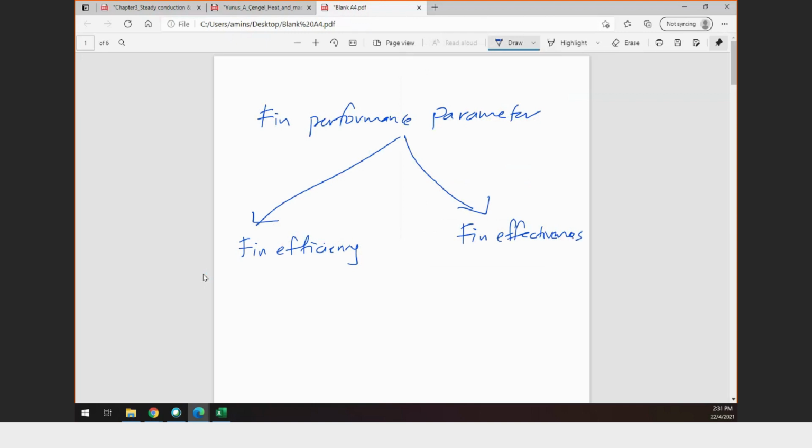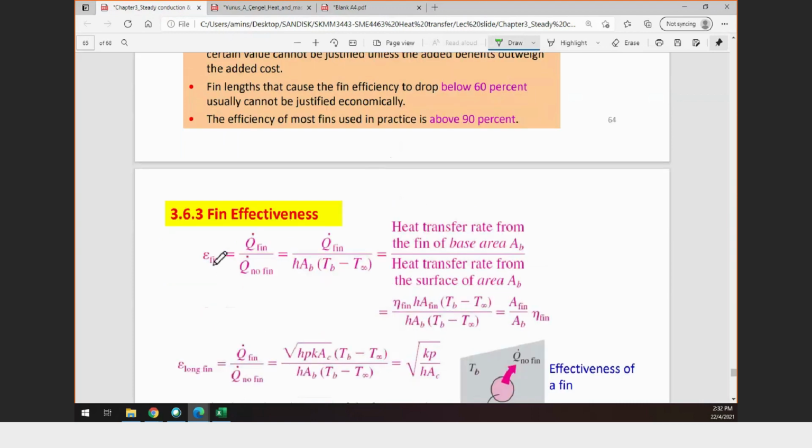So what is the fin efficiency just now? Efficiency of the fin equals Q actual of the fin divided by Q maximum of the fin. And how about the effectiveness? The symbol is epsilon. So what is the fin effectiveness?